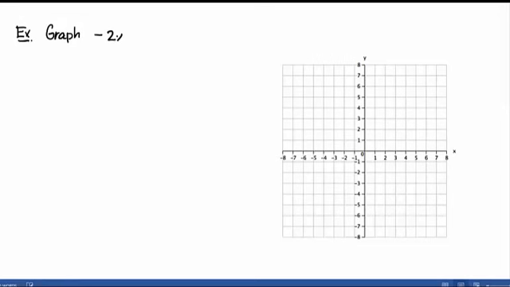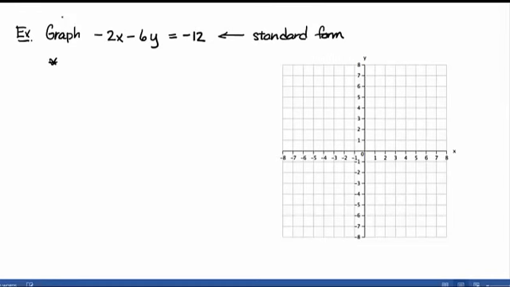negative 2x minus 6y equals negative 12. Okay, so this is in standard form because our x and y terms are both on the same side of the equal sign, right?